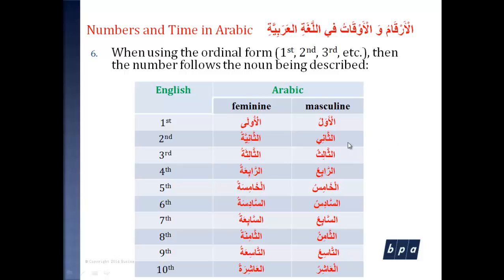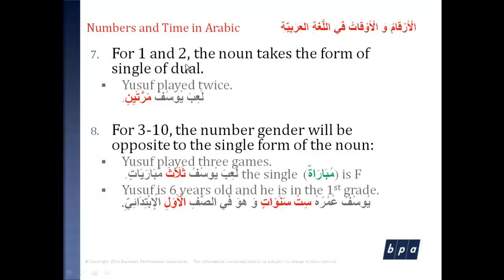اثنان, الثاني, and الثانية for second. For 1 and 2, the noun takes the form of single or dual. Yusuf played twice. لعب يوسف مرتين.